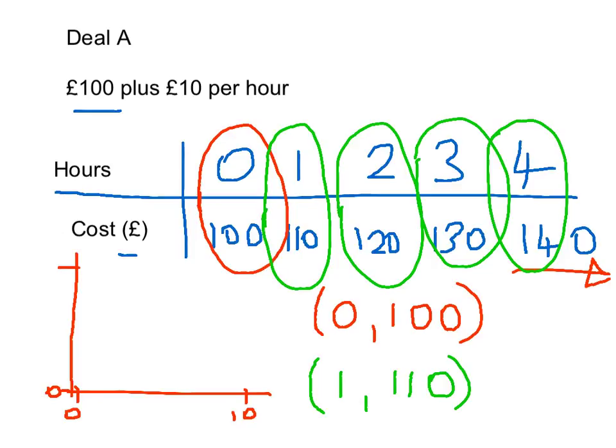Once you've done that, you can go on and have a look at deal B, and you can first of all set out the table for that, and then you can plot those coordinates on the same set of axes, the same one of these.